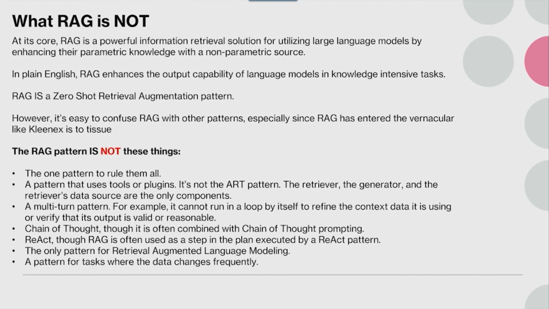ReAct. Though RAG is often used as a step in the plan execution by the ReAct pattern, that's, like I said, because there is no looping in the RAG itself. It is not the only pattern of what we call RALM, which is retrieval augmented language modeling. RAG also is not a pattern for tasks where the data changes frequently.